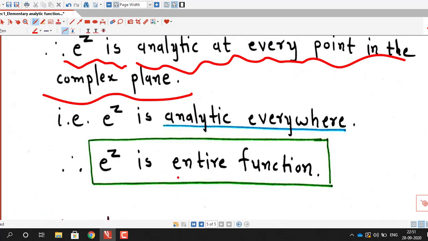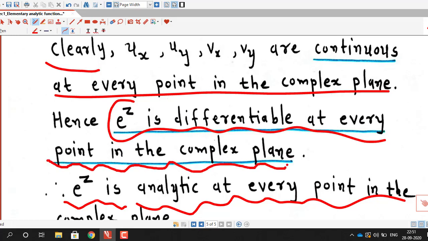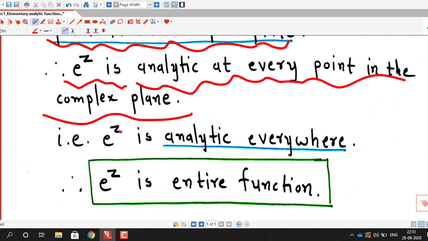So we can make some remark here. We have shown that e raised to z is differentiable at every point in the complex plane. So we will check whether the derivative of e raised to z is again e raised to z or not. For real functions we have the idea that the derivative of the real exponential function e raised to x is e raised to x.